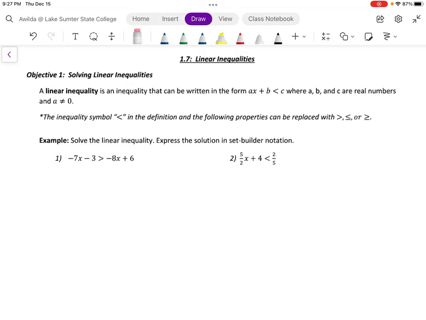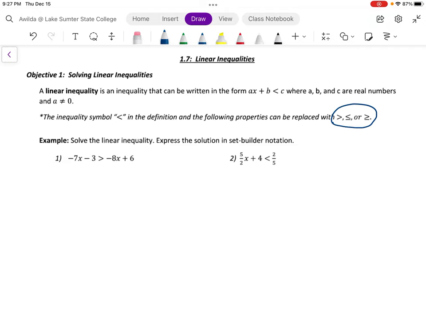The less than symbol in the inequality above can be replaced with any of the three other inequality symbols as we see here. We can have strictly greater than, less than or equal to, or greater than or equal to as other possible symbols.